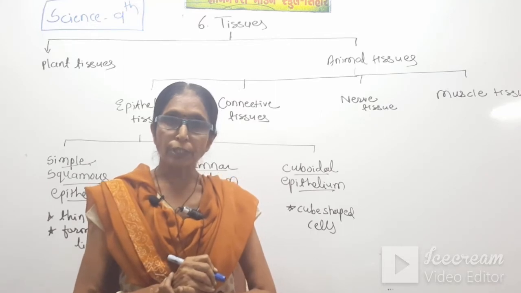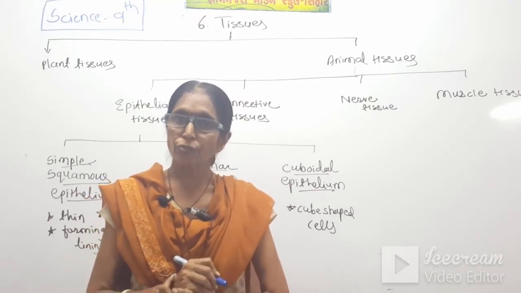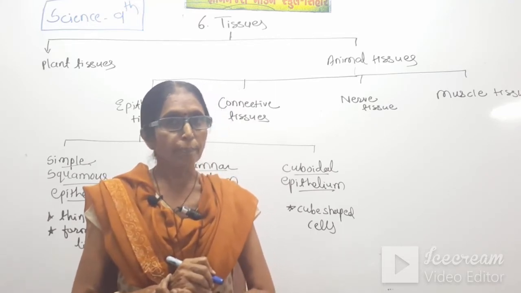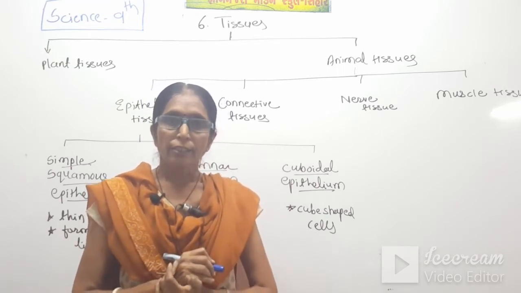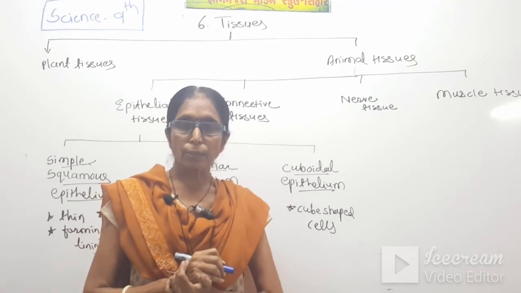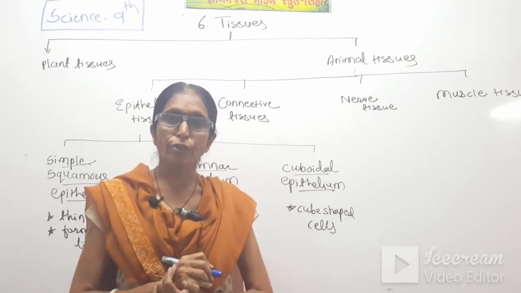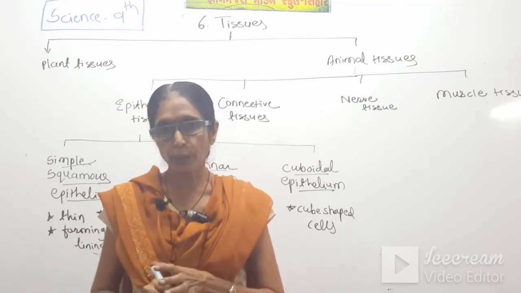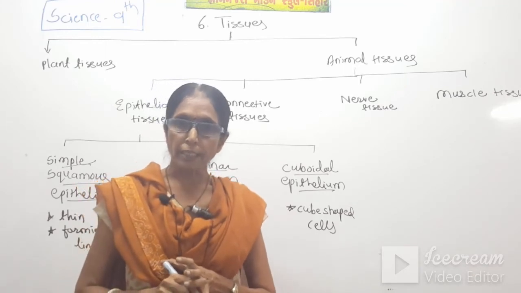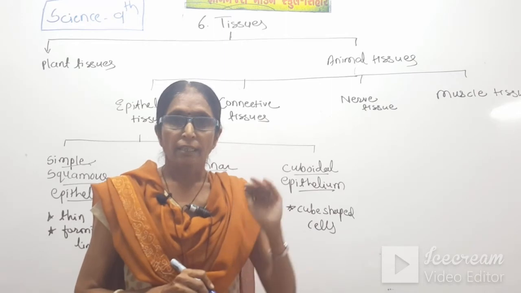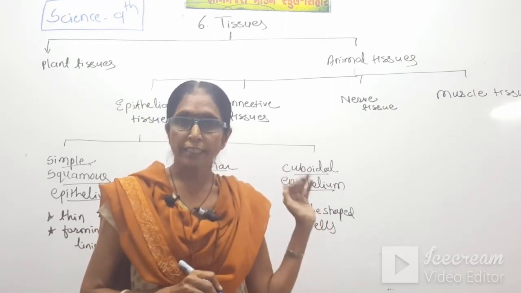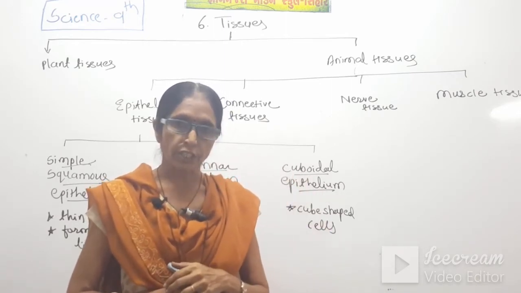Xylem is responsible for transport of water from roots to other parts of the plant body, and the phloem tissues are responsible for transport of food material synthesized by the leaves to the other parts of a plant. So all this discussion we had in the last session.